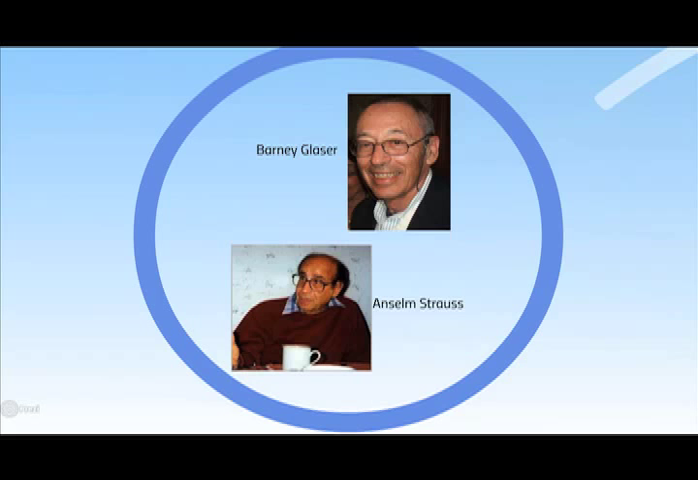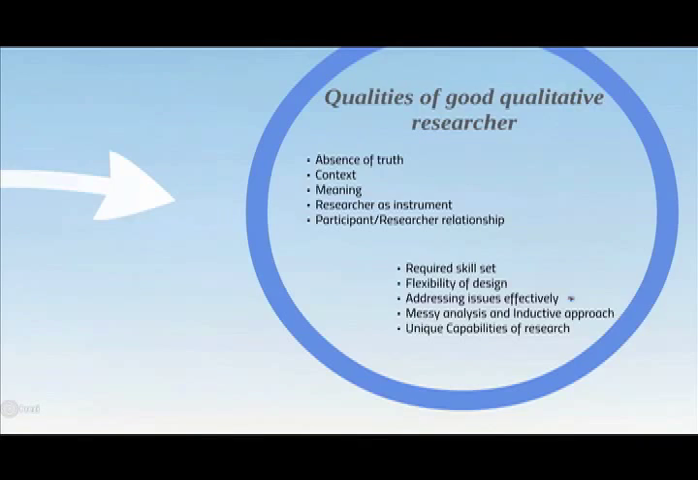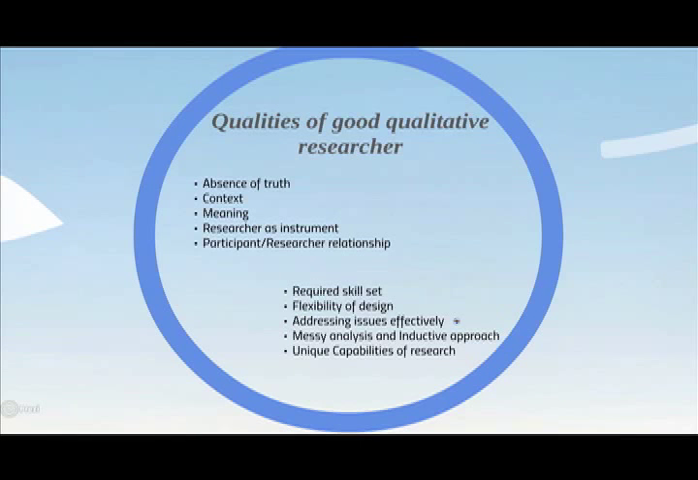Now, to do the research for this experiment, they came up with a method called the constant comparative method. Basically, they were comparing each patient to each other, as well as the interactions that they were receiving were being compared at the same time, and that's how they received the data that they later on put together for this book. There are qualities of a good qualitative researcher that you want to have while you're doing this.